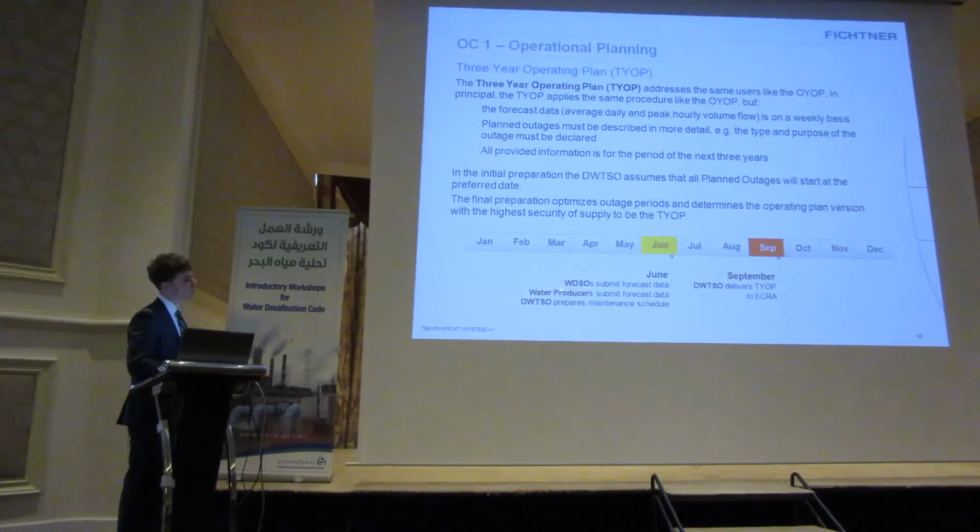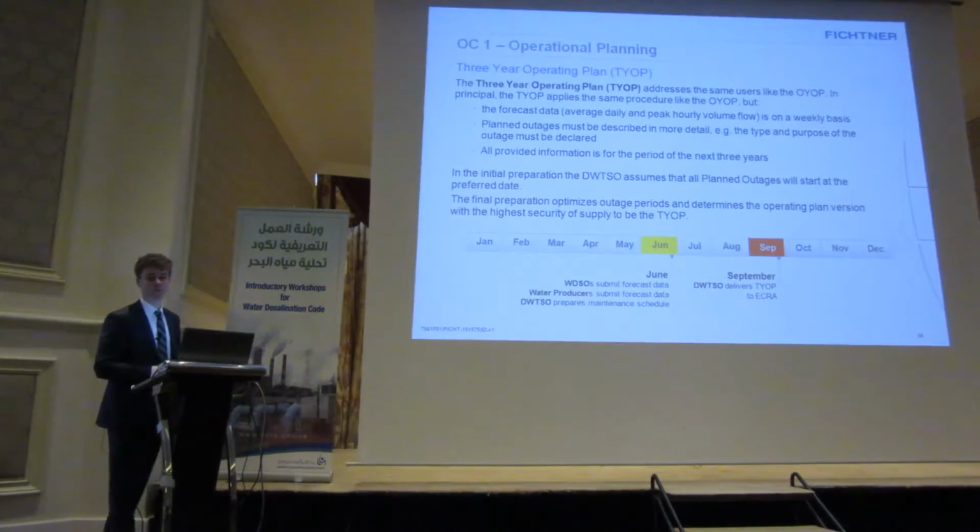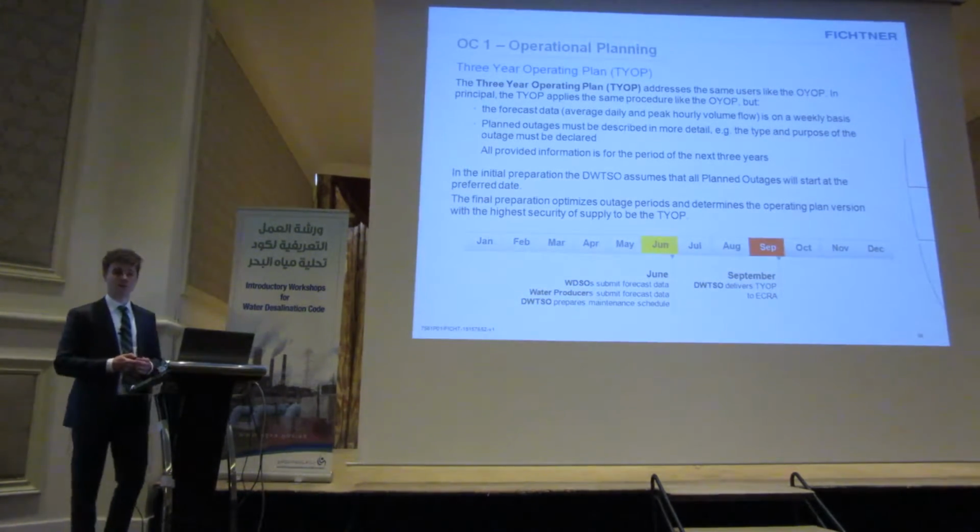So in June, each WDSO, each water distribution system operator, submits forecast data. Each water producer also submits forecast data. And the DWTSO has 3 months to prepare the 3-year operating plan.